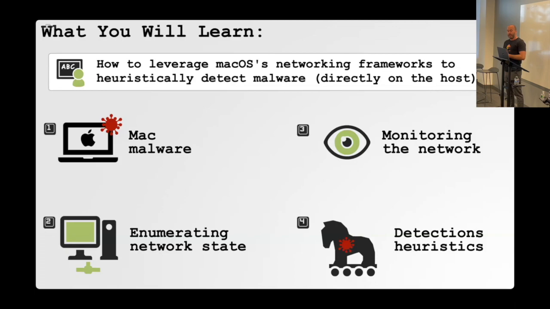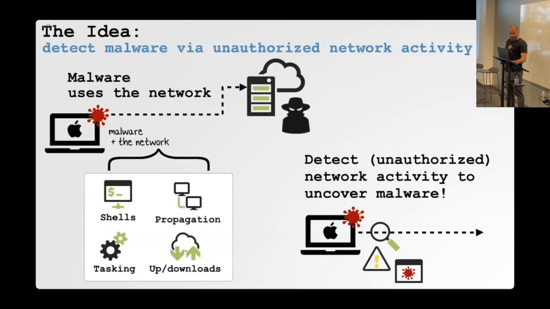network. We're then going to talk about how to build a tool to enumerate the network state, kind of a snapshot of network activity. We're then going to talk about how to build a network monitor, specifically one that will capture DNS requests. And then finally, once we detect network activity, how do we attribute it back to a process and determine if that process is something legitimate, the user's browser, or some new malware.